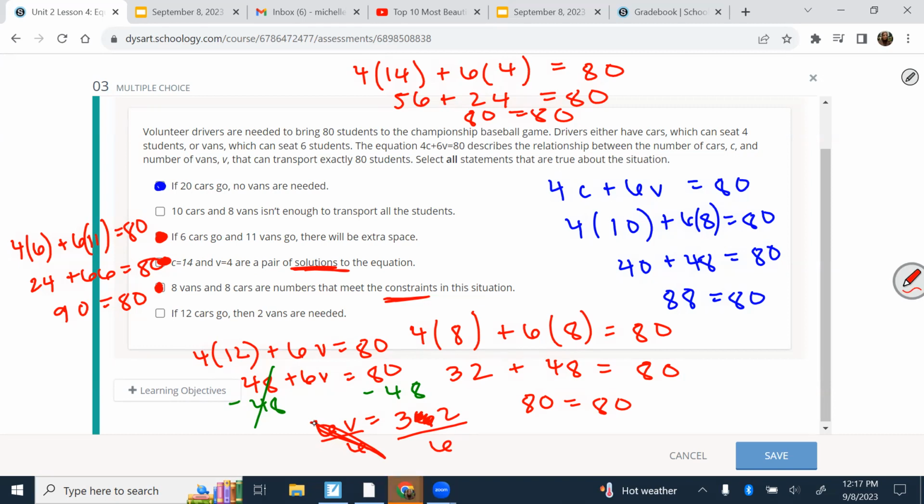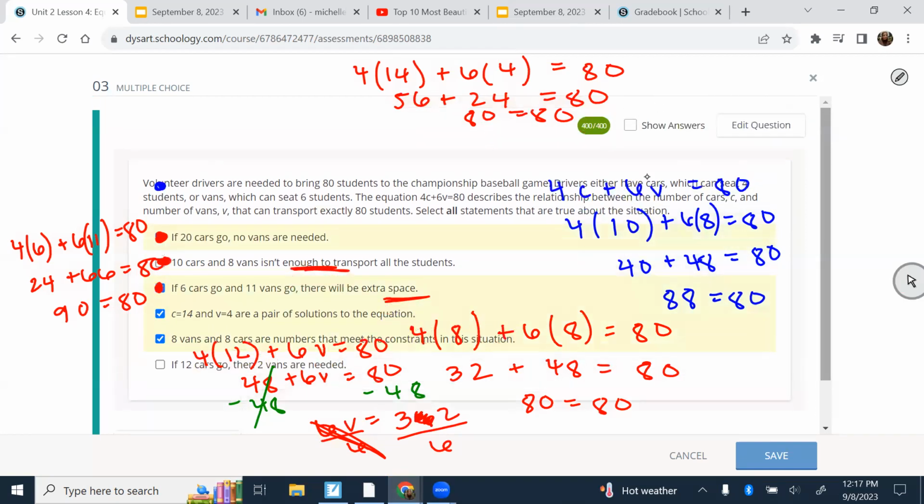that means I need way more than 2 vans. I need about 5.3 vans. You can't have 0.3 vans. I would need about 6 vans. So I would not pick that one. I would pick these four, and let me see if that matches my key. And it does. So the 4 things that we said, I'll clear all of this.